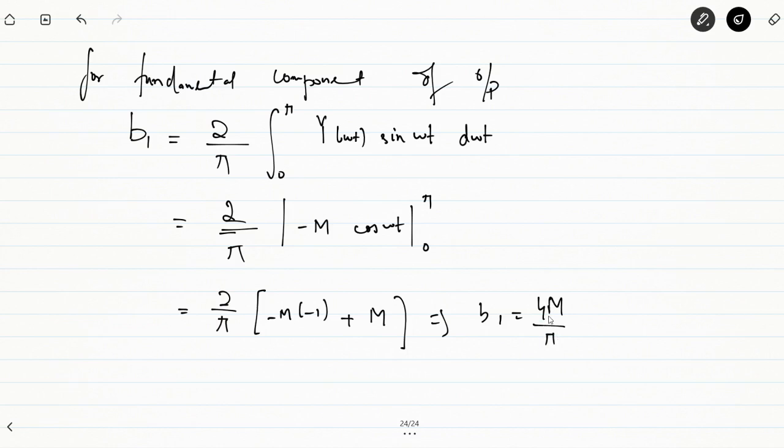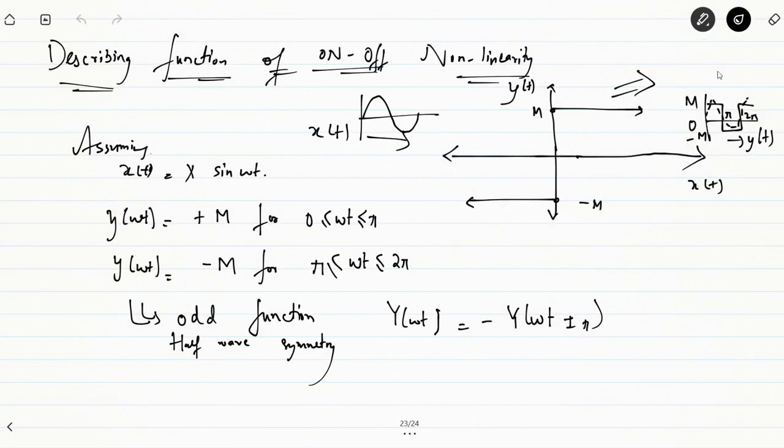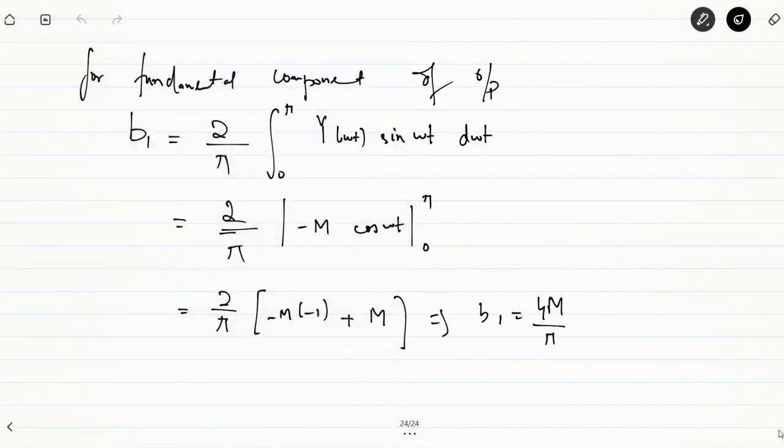Fine. So you have an on-off non-linearity that has the characteristics shown in the figure. You are applying a sinusoidal input to it. You want to find out what will be the output behavior of this system, and for that we need to go for the Fourier analysis. We have found out the value of B1. So from here, this is your magnitude.